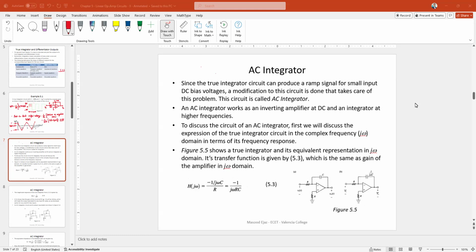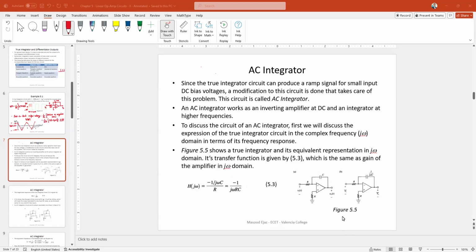So even though you don't have any input signal, any stray noise or DC voltage or DC biasing current, which usually have very small values, may push the true integrator into saturation at the output. To alleviate this problem, we modify the true integrator circuit and we create an AC integrator.